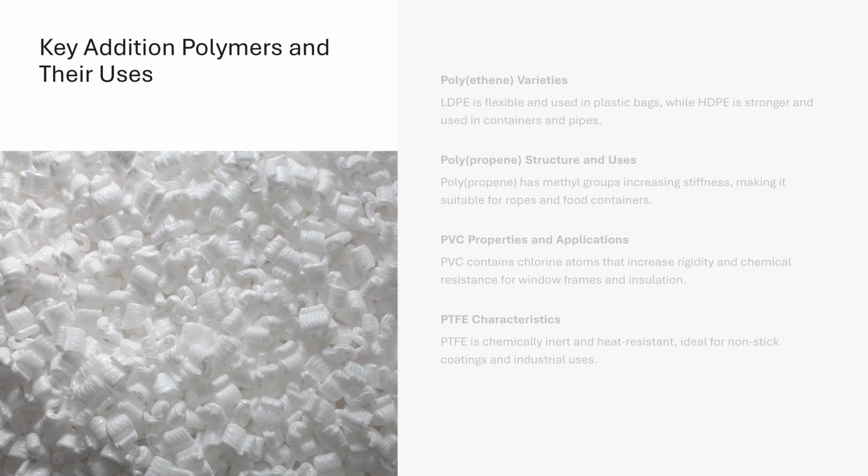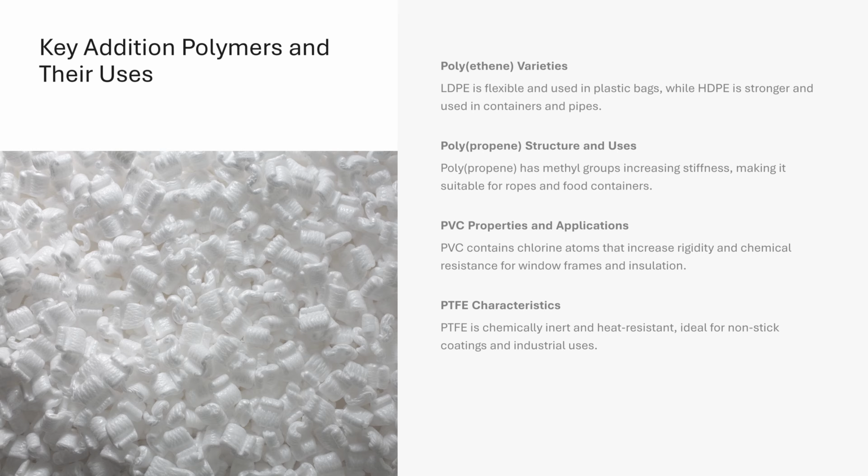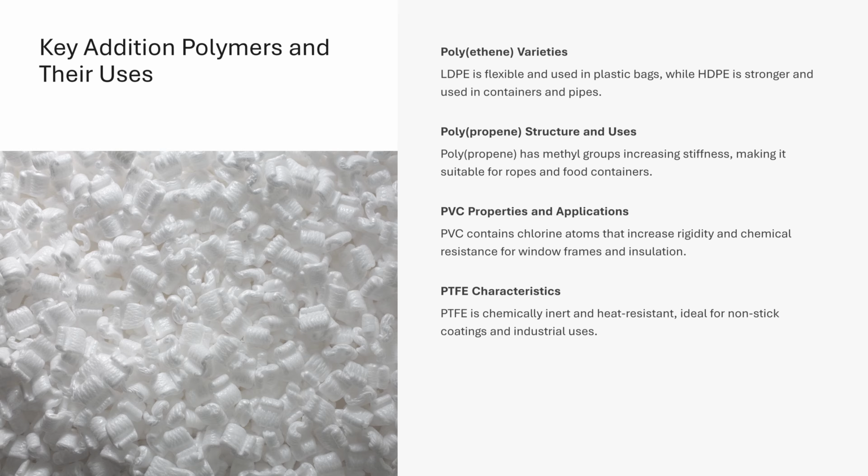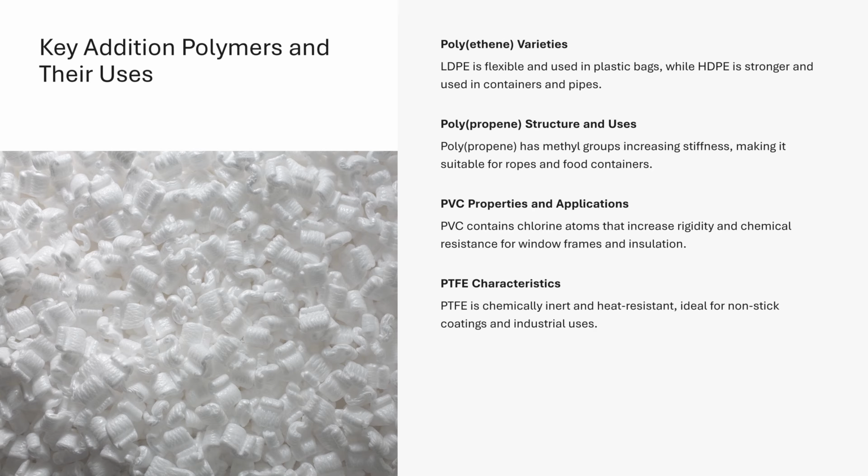Key addition polymers and their uses. Polyethylene is one of the most widely produced plastics and exists in different forms, such as low-density polyethylene, LDPE, and high-density polyethylene, HDPE. LDPE is flexible and used in plastic bags, while HDPE is stronger and used in containers and pipes. Polypropene has a methyl group on every other carbon atom in the chain, increasing stiffness and making it suitable for ropes and food containers.